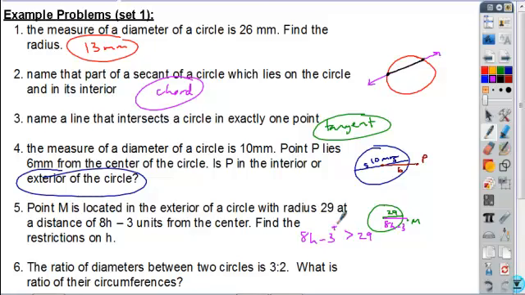So if we solve for this, adding a 3 to each side, we get 8h greater than 32. Divide by 8. We have h is greater than 4. So that would be our restriction.